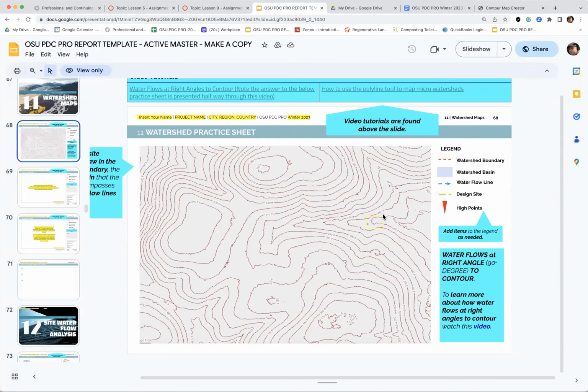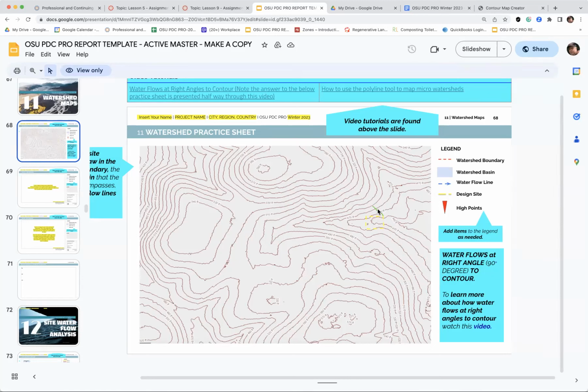So what we start to do is realize, first of all, that water is always going to flow at a right angle to a contour. And there is a great tutorial here I recommend you take a look at. So with that knowledge, you can see why we really need to have contour information. And it makes it quite simple to figure out where the water is going to flow, not only on the site, but off site.